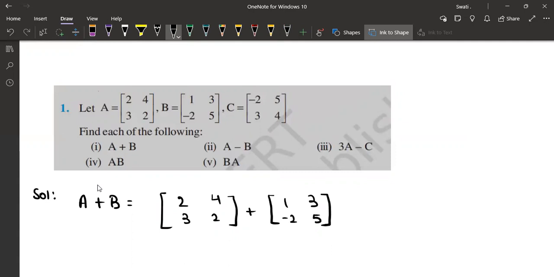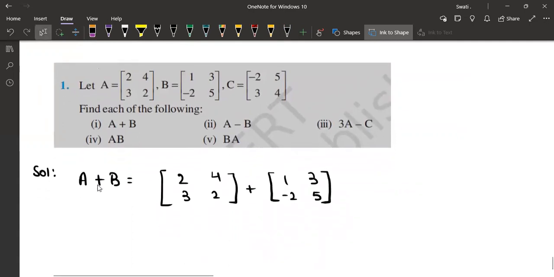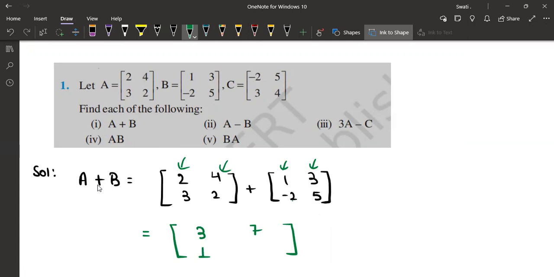Addition of a matrix is so simple that I can't even tell you. Even a standard 1 student can understand how to add this. You simply have to add the first entry with the first entry, the second entry with the second entry, this entry with this, and this with this. So 2 plus 1 is 3, 4 plus 3 is 7, 3 plus minus 2, plus minus is minus, so 3 minus 2 is 1. And 2 plus 5 is 7. So the first answer is this.